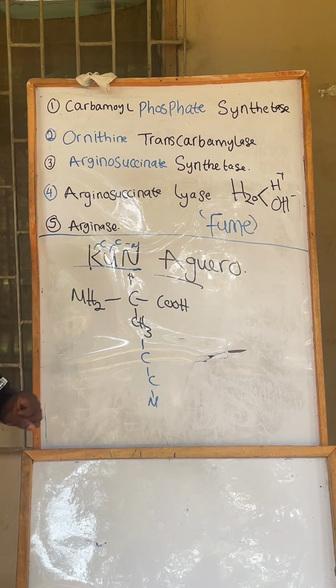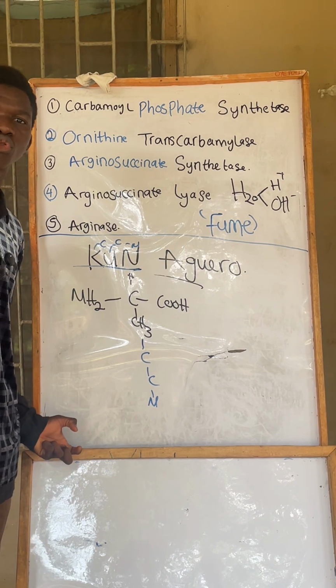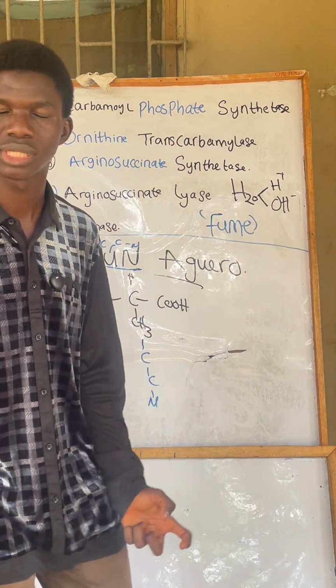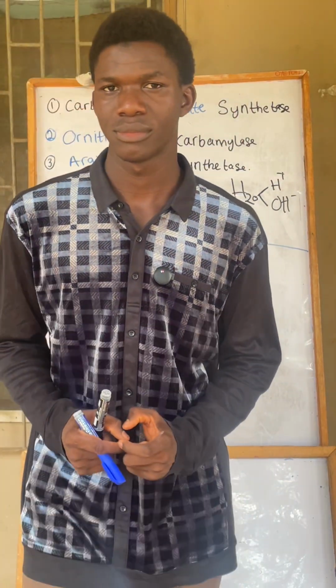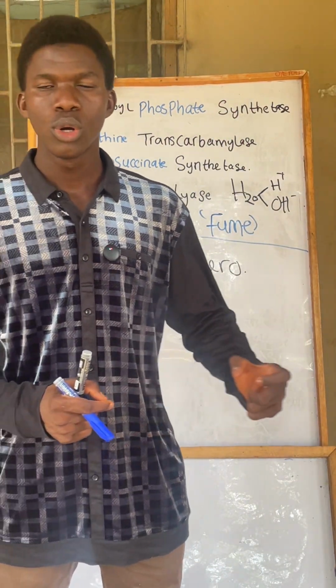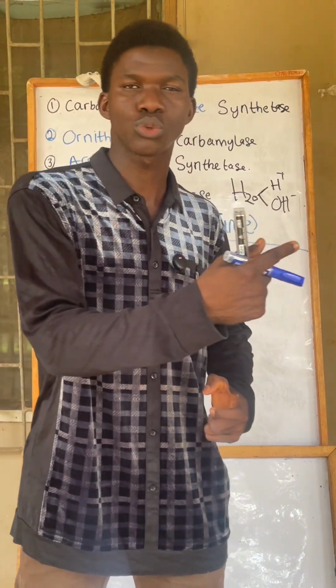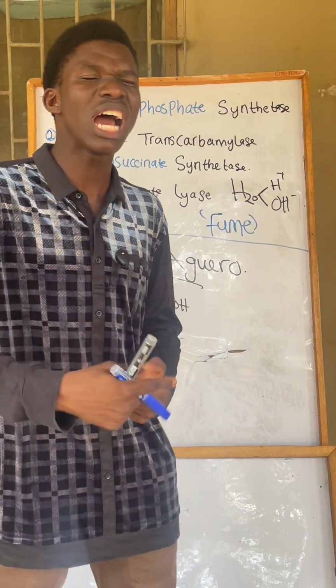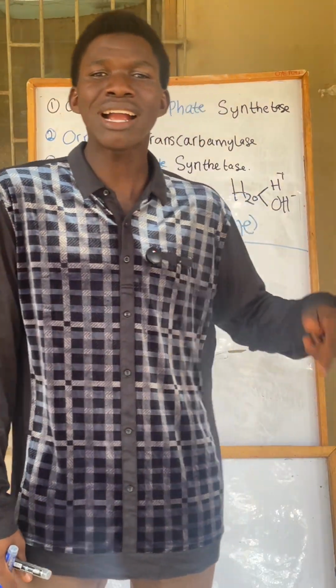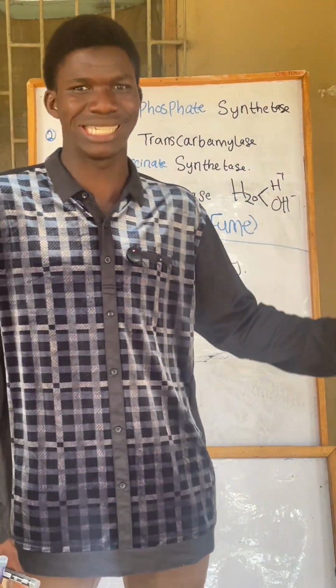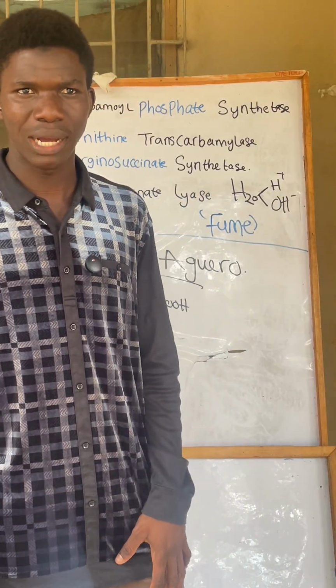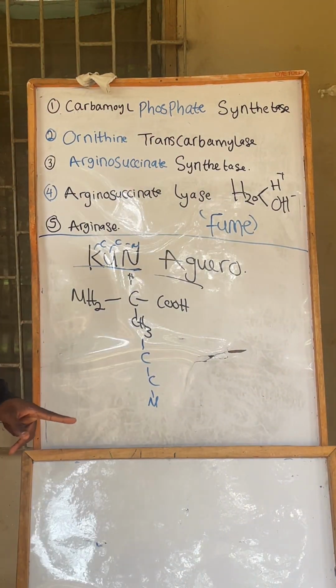So we've done this. Now, the next thing you need to add to the structure of your arginine is urea. Because from arginine, we get urea. That is to tell you that we get our urea from arginine. Urea can actually be gotten from arginine. Are we together? Urea can be gotten from arginine.